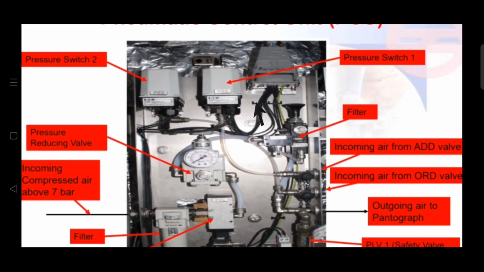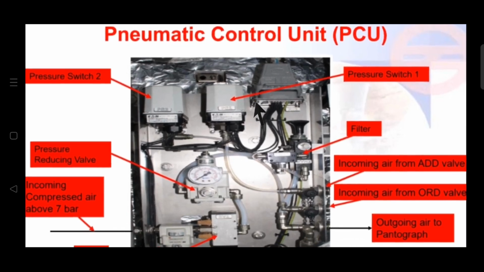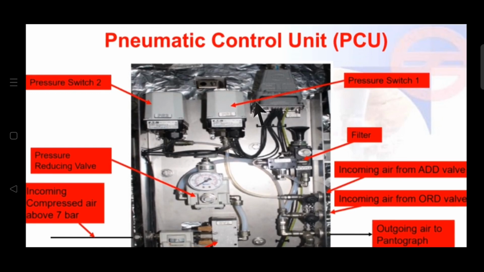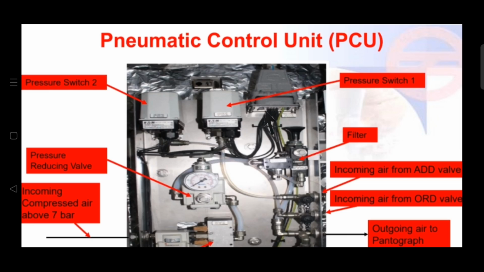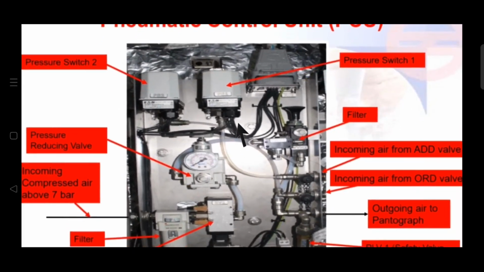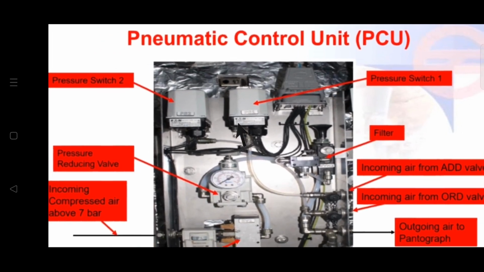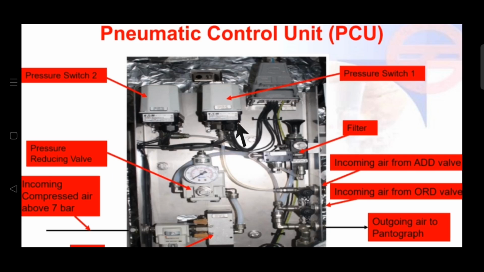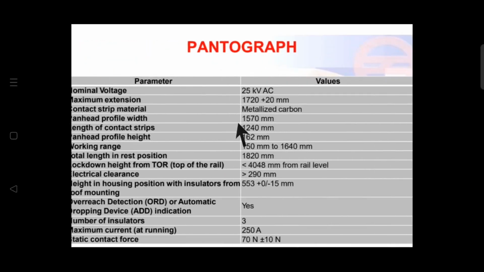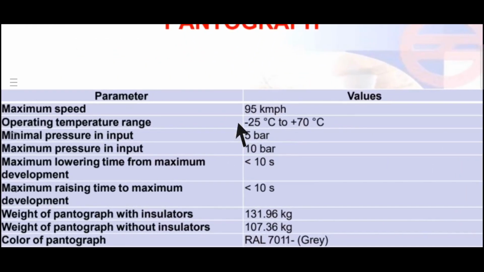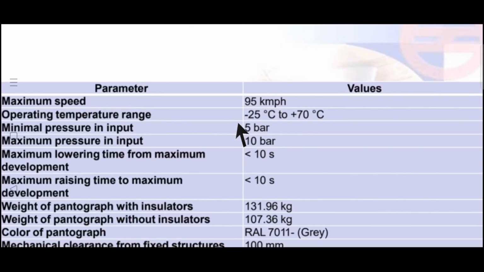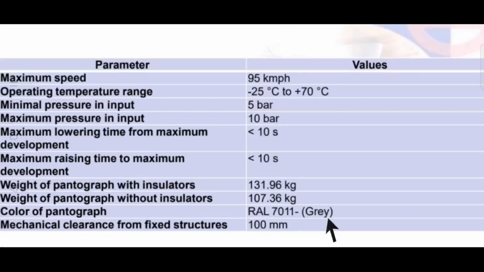So what is the requirement of using all these components? We are going to discuss it in my upcoming videos. But for the sake of simplicity, I was showing you the panto control circuit, which looks like this. So the input pressure coming into this panto control circuit is from 5 bar to 10 bar, right? Minimum pressure is 5 bar and the maximum pressure is 10 bar. Now the maximum lowering time and the raising time of the pantograph is 10 seconds.